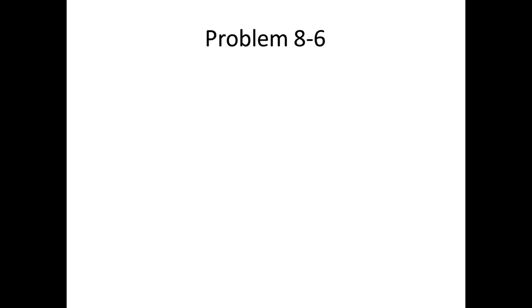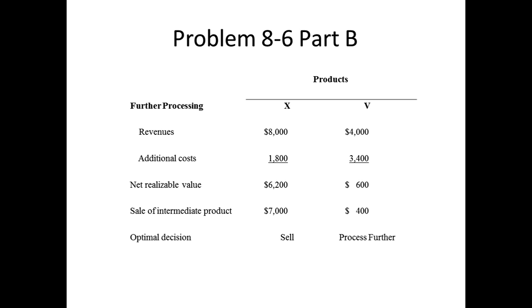Now in problem 8.6, we have two joint products using a common input again, and the question is, if the selling prices at the split-off point, before further processing, are $35 and $1 per pound of X and Y, what should the firm do about further processing? So let's take a look.